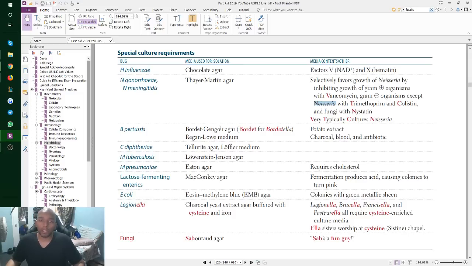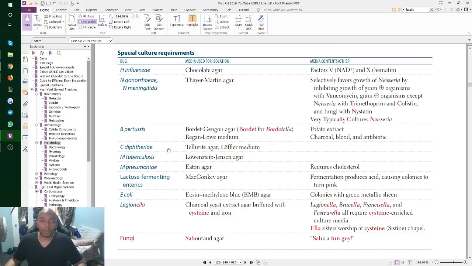Bordet-Gengou agar. Bordet-Gengou is really easy to remember because it has Bordet in it, so you will always remember Bordetella with it. The other guy is your Regan-Lowe medium, and when you do the Sketchy Micro image for Bordetella pertussis, you'll remember Regan-Lowe from there. In fact, both guys are sort of mentioned in that Sketchy Micro image, and they're different. So the Bordet-Gengou agar is just a potato extract, whereas your Regan-Lowe medium is charcoal, blood, and antibiotic. All right, so oftentimes, a question doesn't necessarily have to name the medium. They could just tell you what's in it, right? And then you have to know what medium they're talking about.